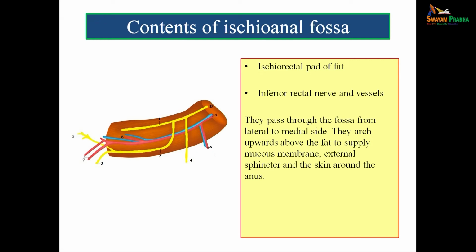They pass through the fossa from lateral to medial side. They arch upwards above the fat to supply the mucous membrane, external sphincter and skin around the anus. So it must be very clear to the students. Students should be able to comprehend what area these inferior rectal nerves and vessels are supplying. They are supplying the skin around the anus, external anal sphincter, and the mucous membrane in relation. So this is the area supplied by the inferior rectal nerves and vessels.